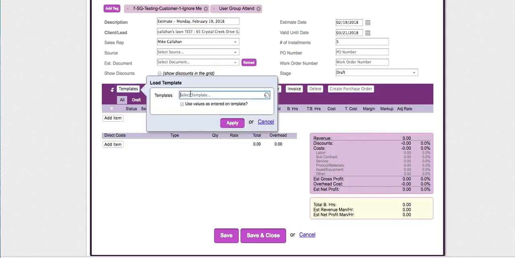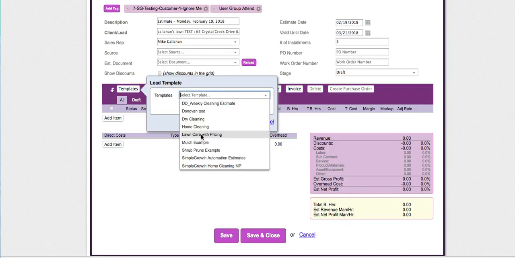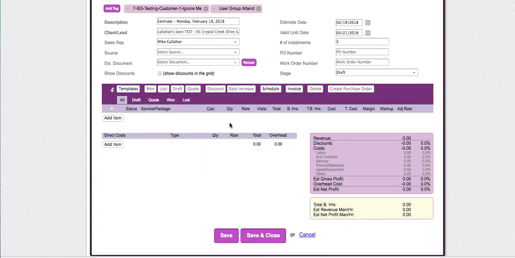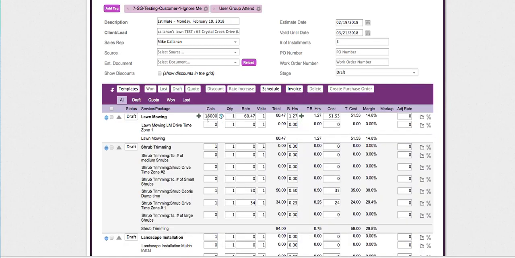So templates, and we're going to grab the lawn care with pricing and hit apply. Now that's going to preload a bunch of services that are already built, and we've got our lawn mowing for 18,000 square feet. Price is $60.47, budgeted for 1.27 man hours, a cost of $51.53. So now this automatically populates.